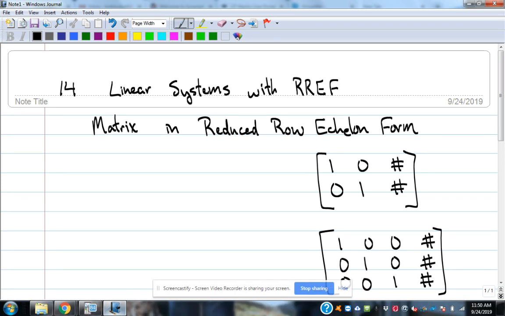All right. So we're going to talk about solving linear systems with RREF in the calculator. And RREF stands for reduced row echelon form. Not that you have to know that. That's not going to be a quiz question or anything like that. But that's what the RREF stands for. And what it ends up doing is taking a matrix from a system of equations.